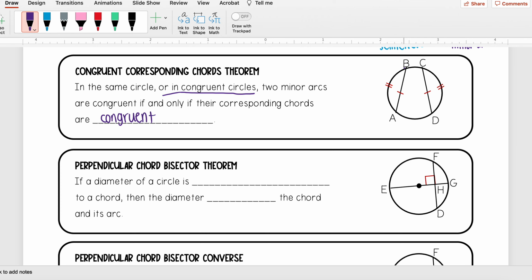So if I am given that arc AB is congruent to arc CD, then I can conclude that chord AB is equal to chord CD, and vice versa. So for example, if arc AB was 70 degrees and arc CD was 70 degrees, and let's say I knew that AB was 11, I could therefore say that CD must also be 11.